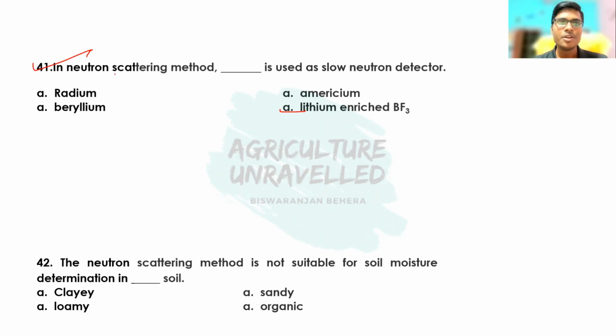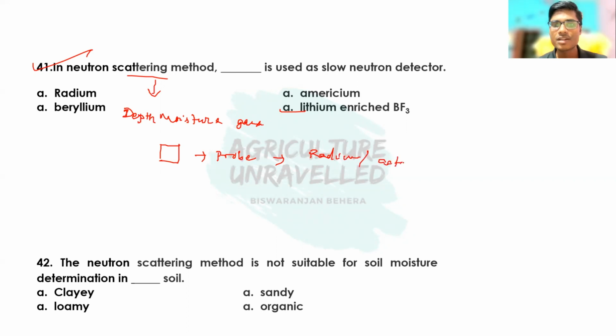Now we'll discuss this. So here this neutron scattering method is also known as depth moisture gauge. So here the principle is neutron scattering method. The instrument contains two things. The first one is the probe, and inside the probe radioactive substances like radium or actinium are there. And this radium or actinium releases alpha particles.